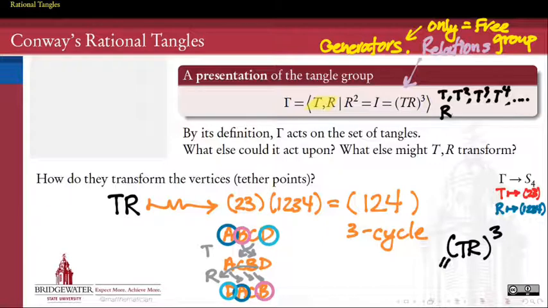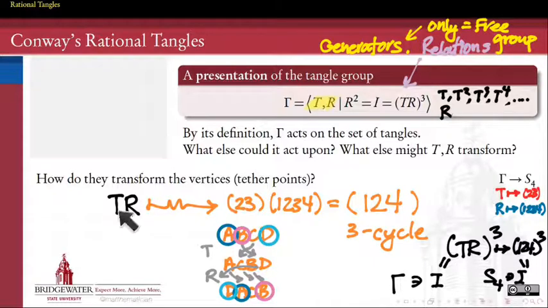So TR to the third power was the identity in gamma, and it maps to this thing, 1, 2, 4, which when I do that 3 times, also gives me the identity in my symmetric group. Right. So what's happening to the vertices when I look into this relation is also being satisfied. Maybe another way to say it is when the tangle undoes itself by doing TR 3 times, the people on the vertices end up in the same spot that they started with at the beginning. So that seems nice.